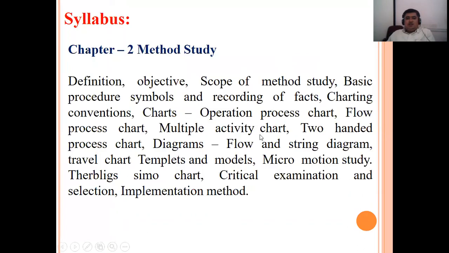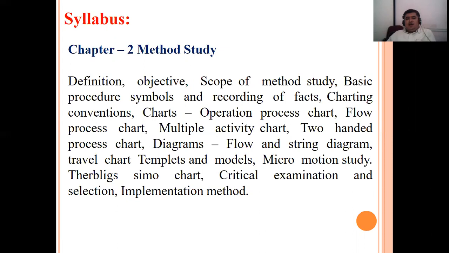Then this is the particular syllabus of method study. This is the unit syllabus: definition, objectives, scope of method study, basic procedure and symbols. So which symbols we are using, whether the job is in operation, in delay, or in transportation, and how it can be shown. That we are going to learn here.